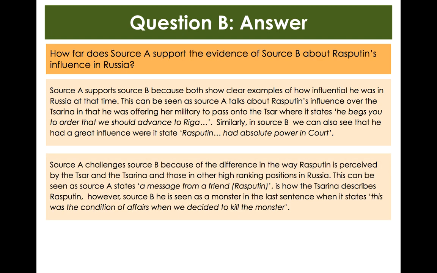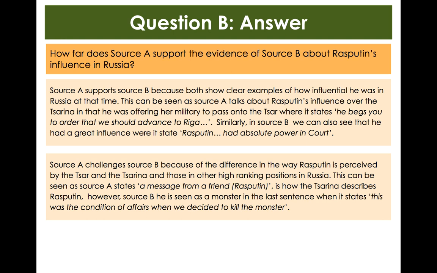We then could look at how the sources challenge each other. Again, that word challenge is there straight away. They challenge each other because of their difference in the way Rasputin is perceived by the Tsar and the Tsarina and those of other high-ranking positions. So this is where we're leading on. Obviously, the Tsarina perceives him as a friend, and it states in here a message from a friend. And that's how he's described.